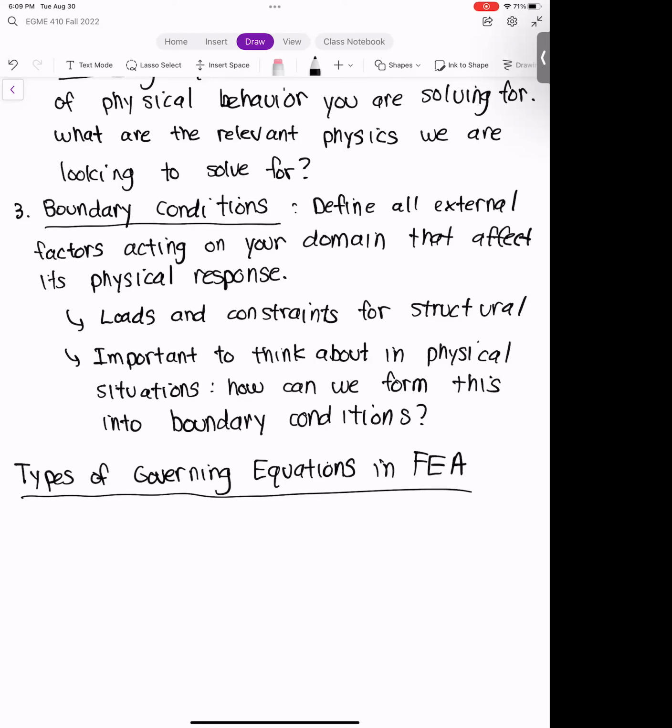There are lots of types of simulations out there, but I wanted to list what I think are the most common and probably the most useful for people first starting out with FEA, okay? And so remember, FEA can solve any differential equation. As long as it's a differential equation, FEA can solve it. Okay?